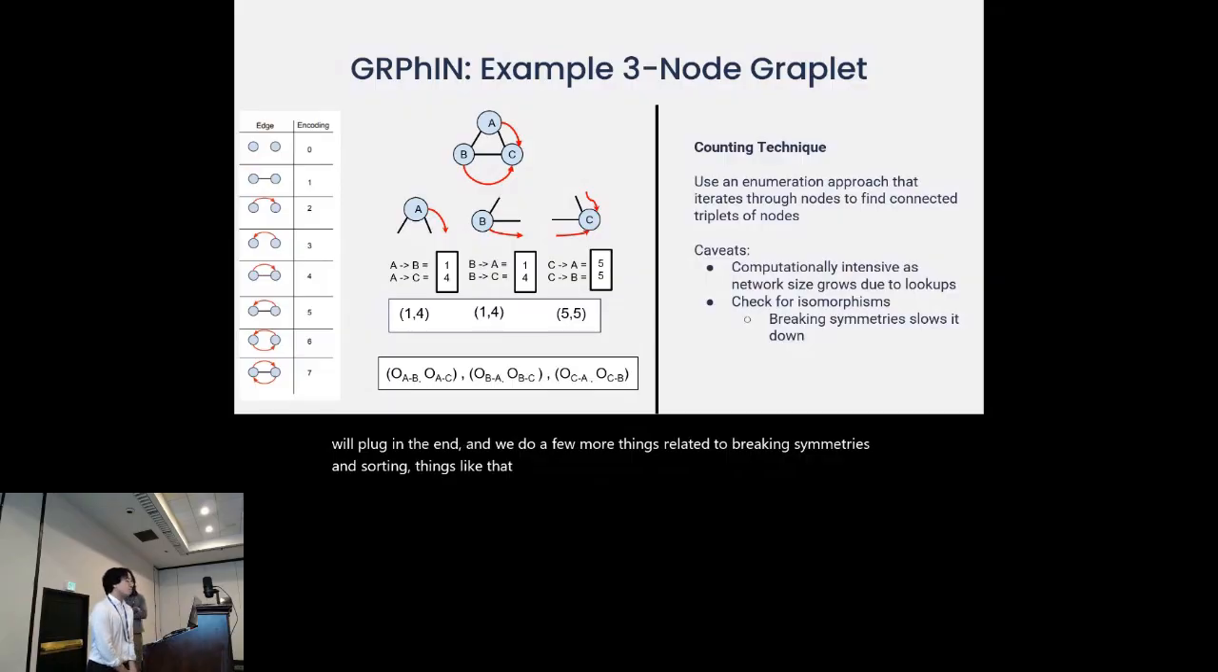As previously mentioned, the counting part is a difficult part. We use an enumeration approach, which iterates through all the nodes to find the triples of nodes, and this is computationally intensive, as we found. Actually counting the graphlets was not that bad, but it's the number of times we have to do lookups in terms of the edge properties. It added a lot of runtime. And checking for isomorphisms and breaking symmetries also most definitely slowed things down.